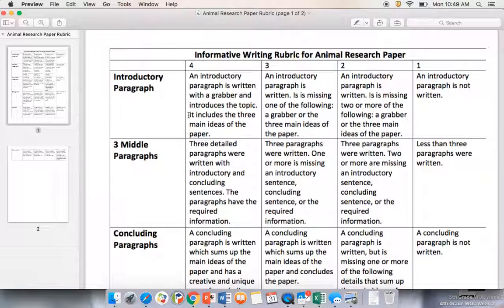And it also includes the three main ideas of your paper. So you want to make sure that that first paragraph has a grabber, so a really interesting way to start off your paper that makes your reader want to read it. It explains the topic and gives a little bit of hints as to what your paper is going to be talking about. So that is the introductory paragraph, and that is a 4. That's what we're aiming for.